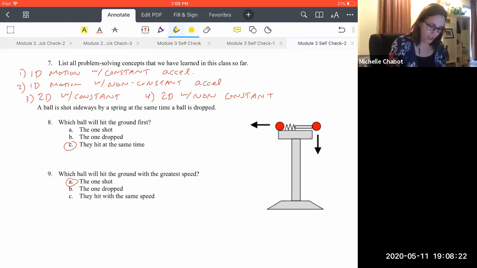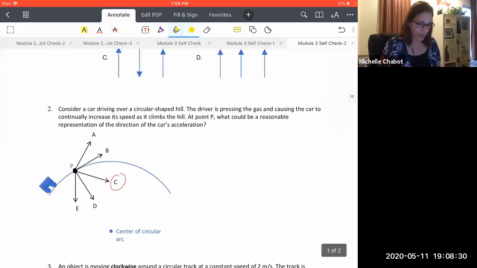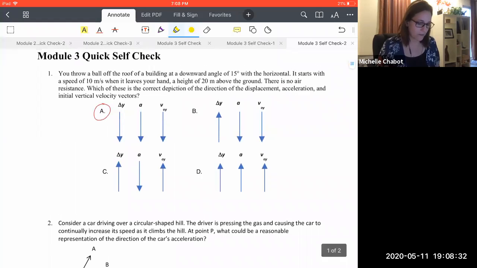Then we have a ball shot sideways by a spring at the same time a ball is dropped. 8 is C and 9 is A. All right, so let me now go ahead and discuss each individually.